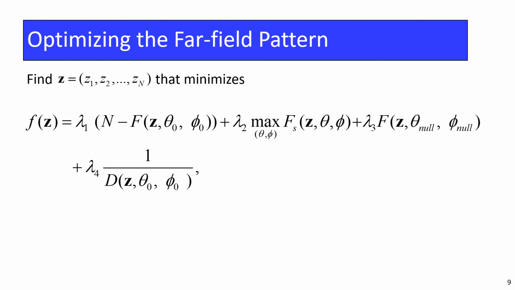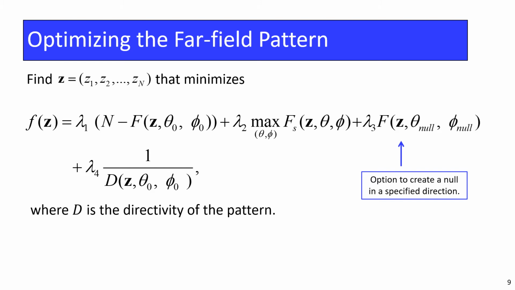The first term forces the beam to be focused at theta 0, phi 0, since we will not have the beam focusing condition anymore. The second term aims to lower down the side lobe level. The third term gives us the option to create a null at the direction theta null, phi null, while the last term increases the directivity of the beam.